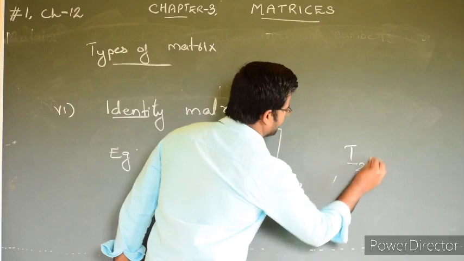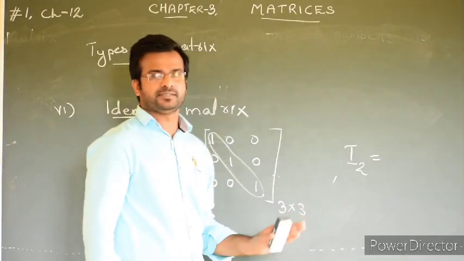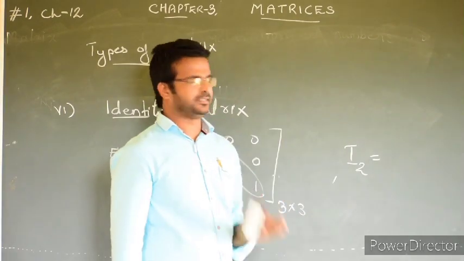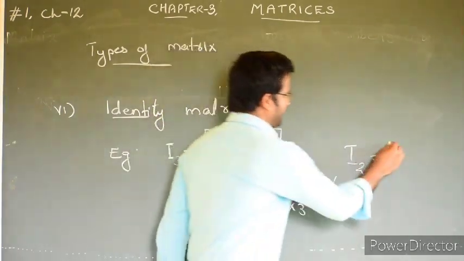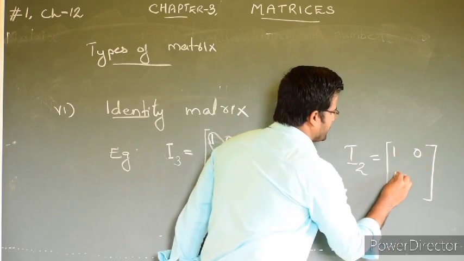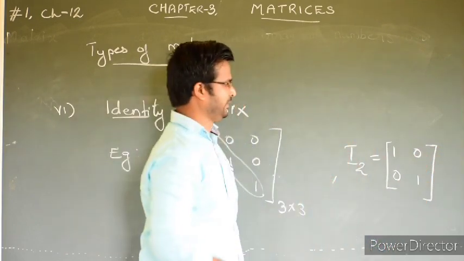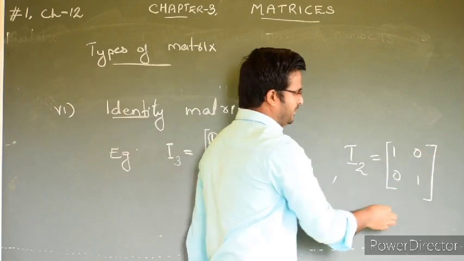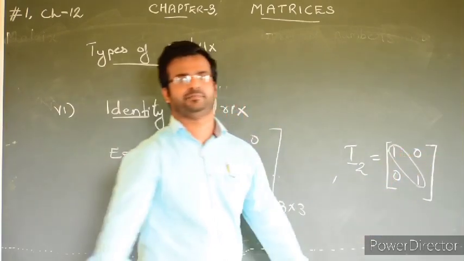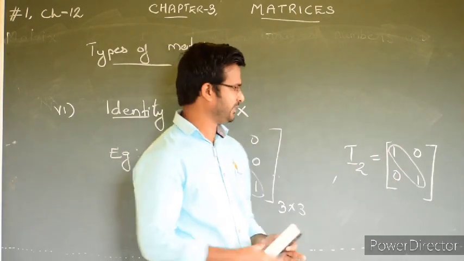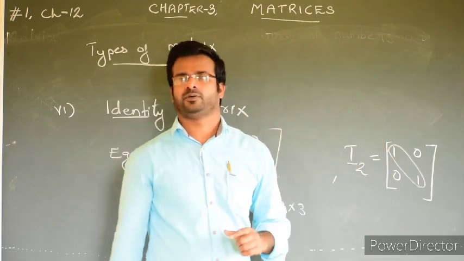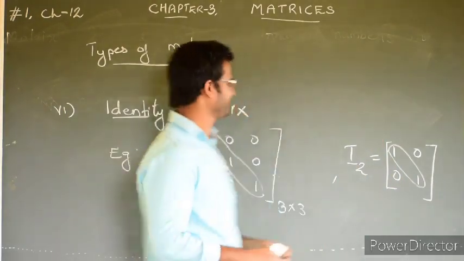Then I2. I2 means identity matrix, the order of this identity matrix is 2. We can write that identity matrix 1 0, 0 1. Here 2 rows are there, then 2 columns. Then the diagonal elements are 1. Then I2 means this is identity matrix with order 2 by 2.